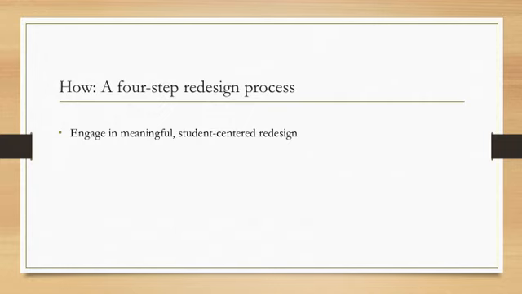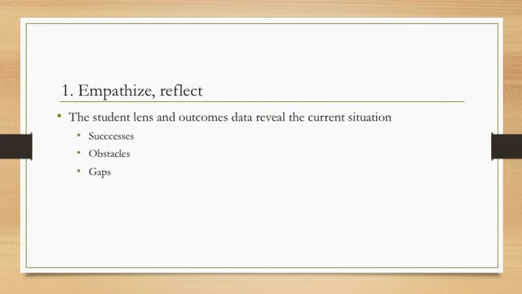Once the college has collected robust and relevant quantitative and qualitative data, it is time to engage in student-centered redesign, which may be broken down into 4 elements. The first element is to empathize and reflect. Consolidate quantitative and qualitative data to identify successes, obstacles, and gaps that students experience. The obstacles and gaps point at opportunities for further analysis and redesign.